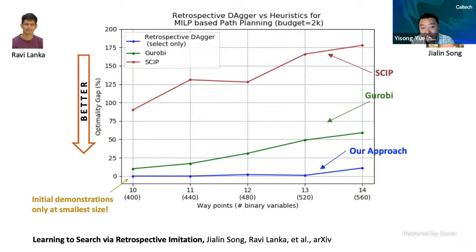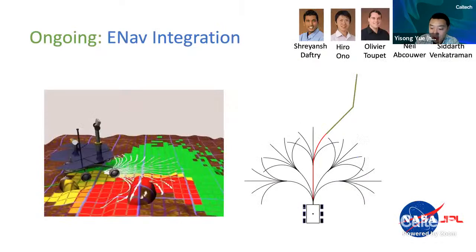And so lower is better. Our approach is in blue, and standard integer program solvers are the other two lines in red and green. And the basic idea is that we can indeed do better than off-the-shelf solvers. One ongoing project is to integrate this with the navigation module used in the Mars rovers. So this is a collaboration with JPL.